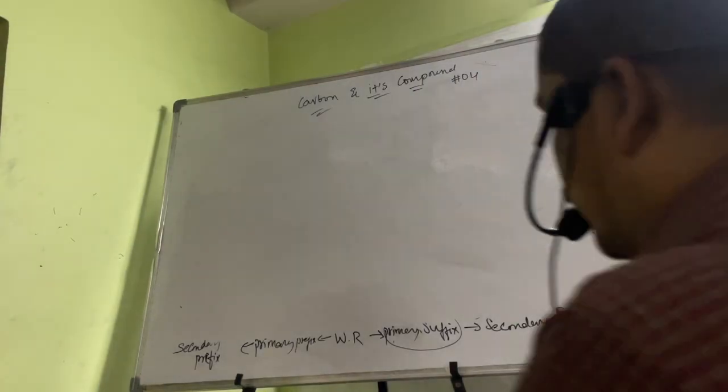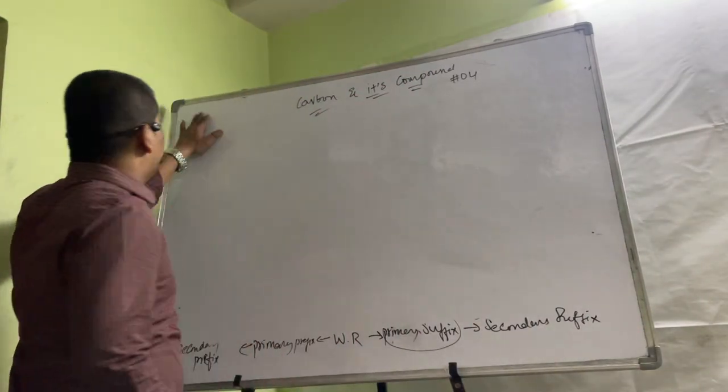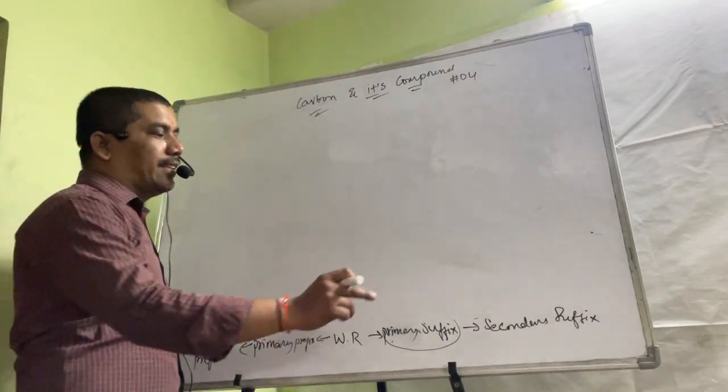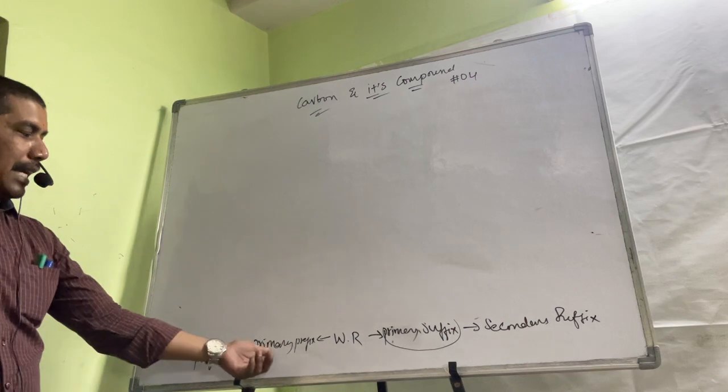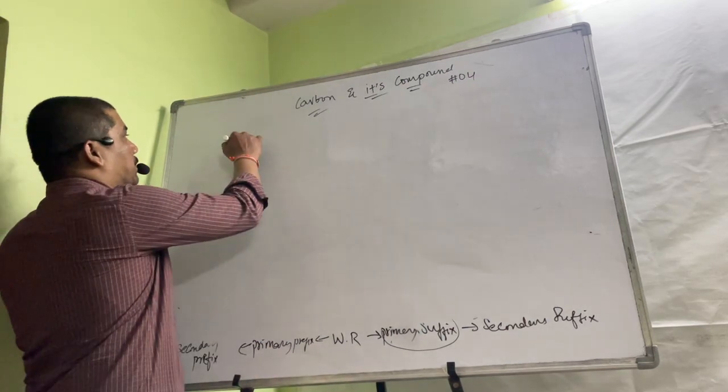So now in this fourth video we'll continue whatever we have done in the third video. In the third video we ended at the secondary suffix. Now we come back to this side, primary prefix.